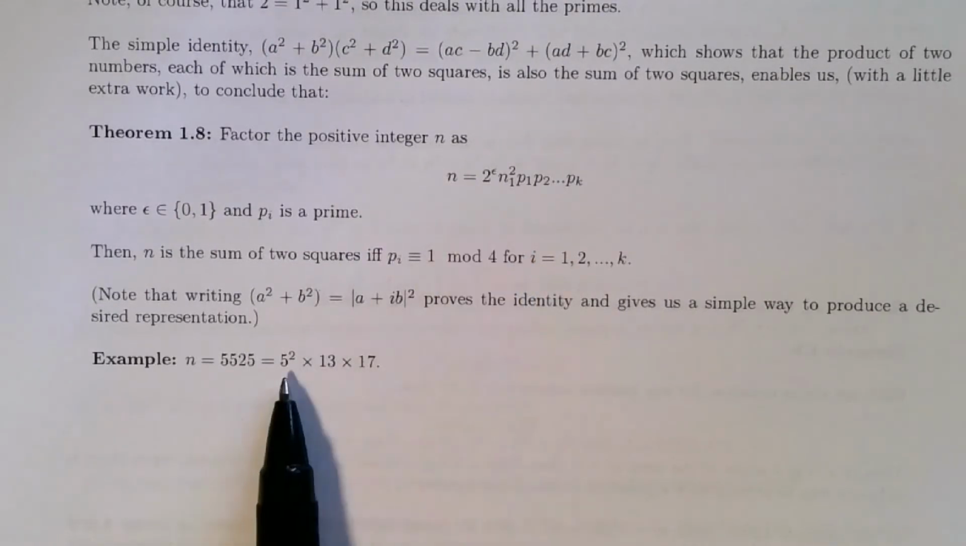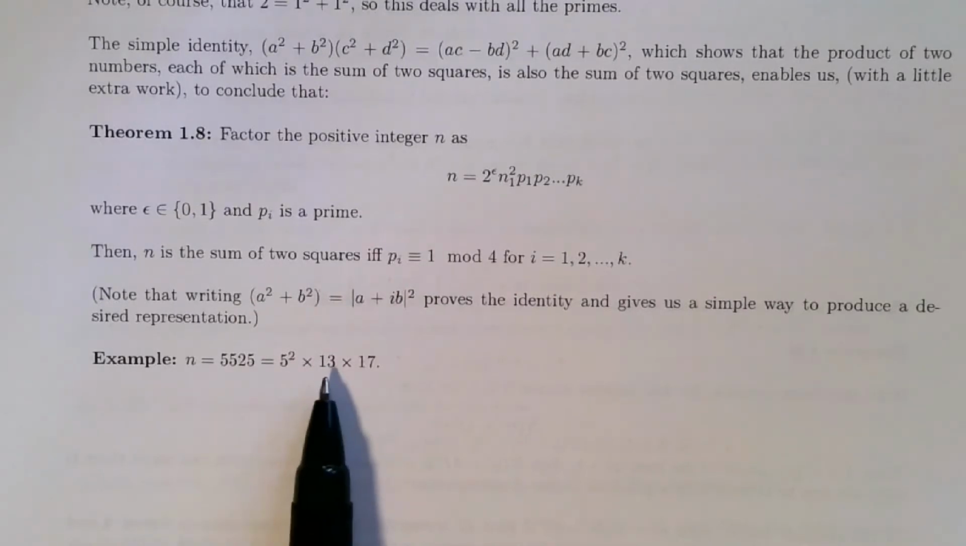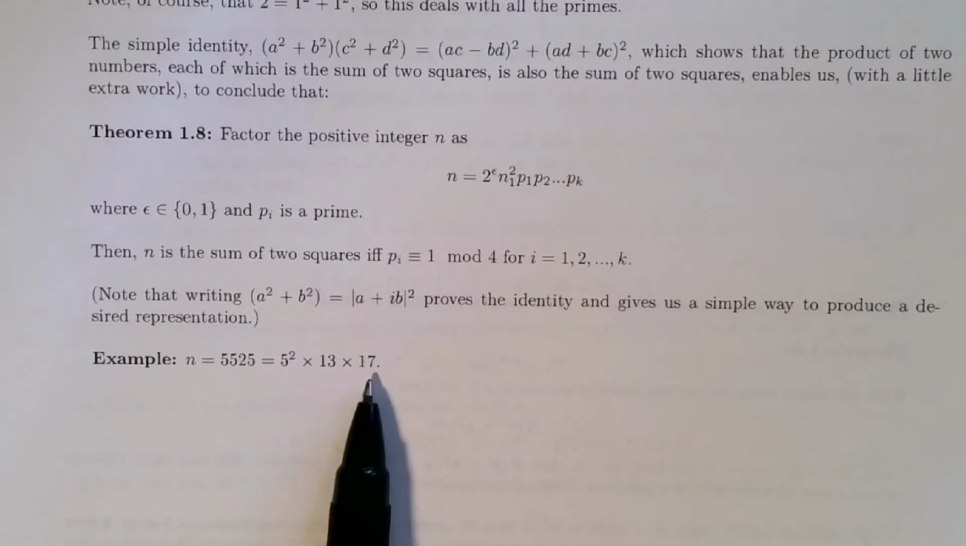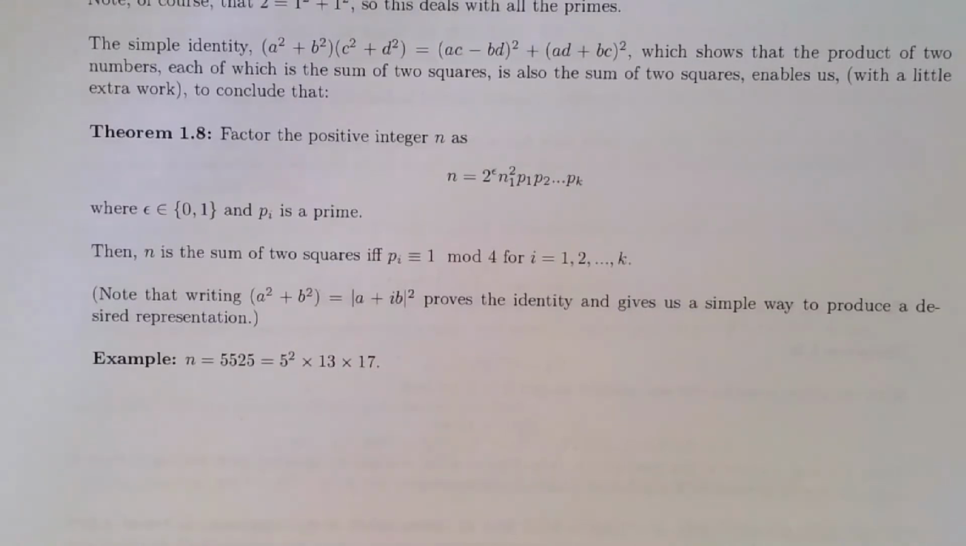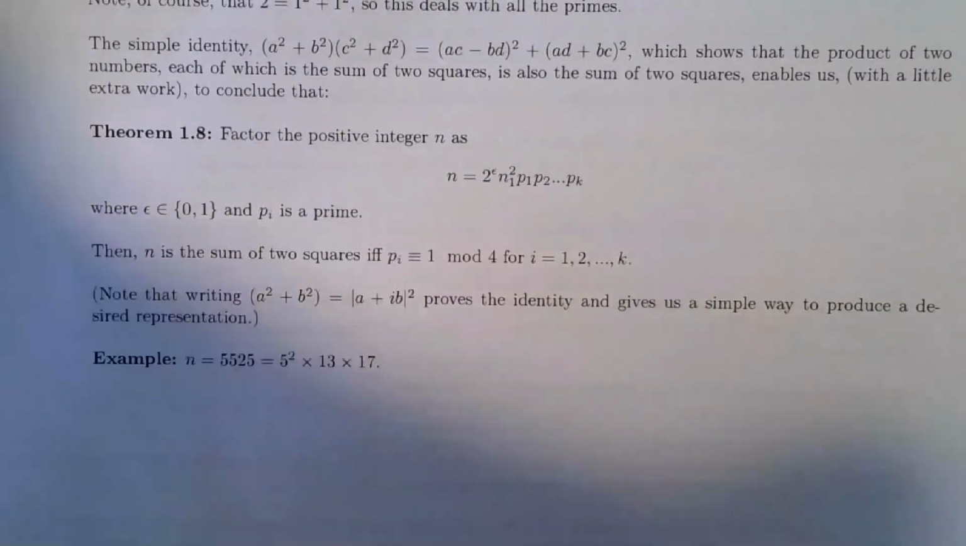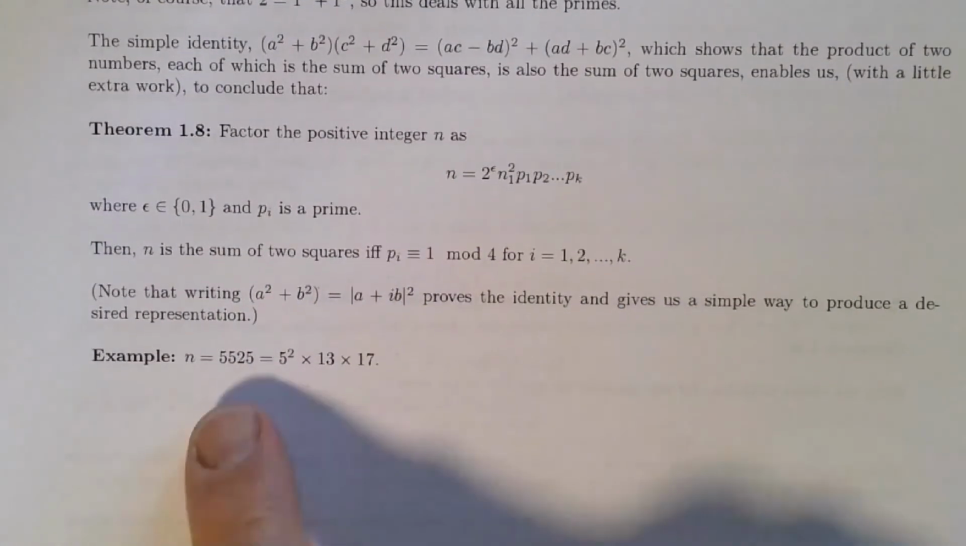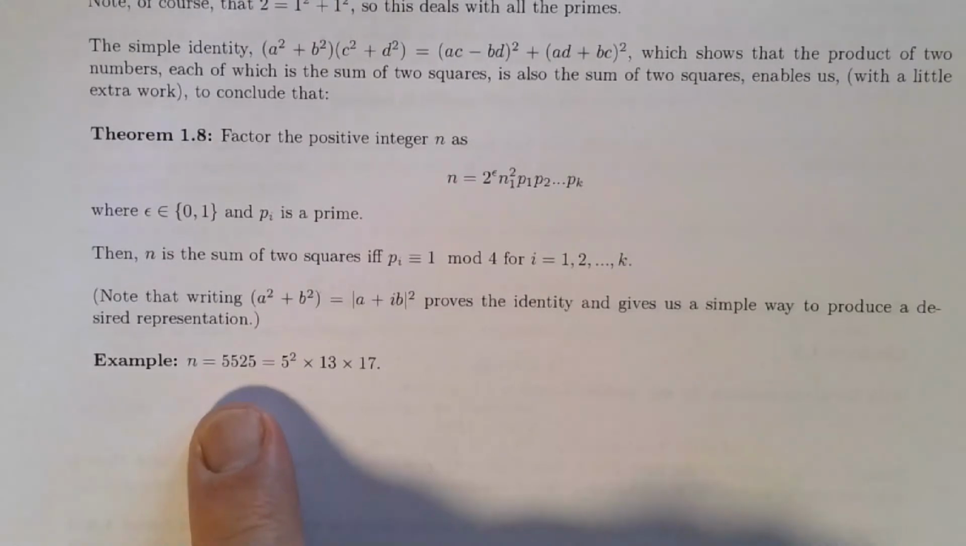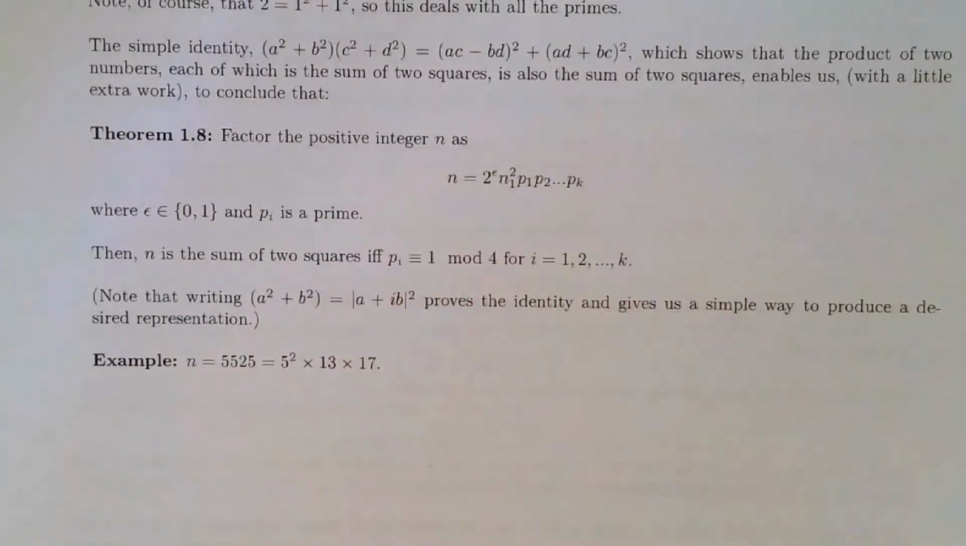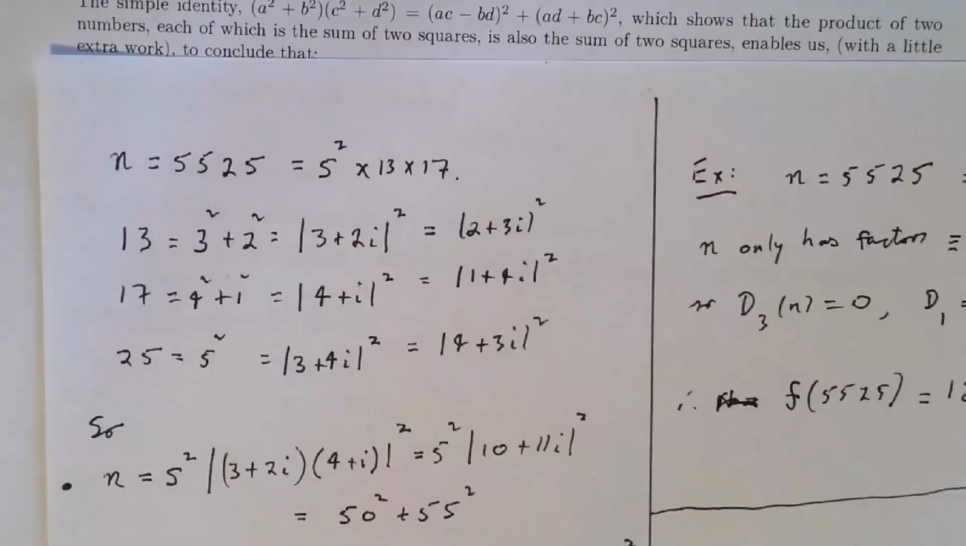It's got a factor of 25, so you pull that out, and after you factorise what's left, you're left with 13 times 17. And both of these are 1 mod 4 primes. So I'm going to try and write 5525 as the sum of 2 squares in as many different ways as possible. Okay, so here it is. Here is our number.